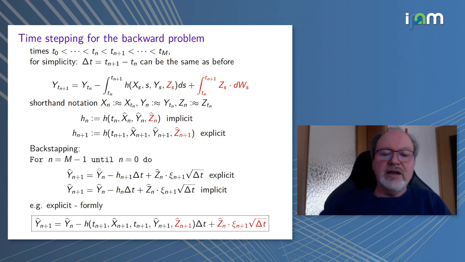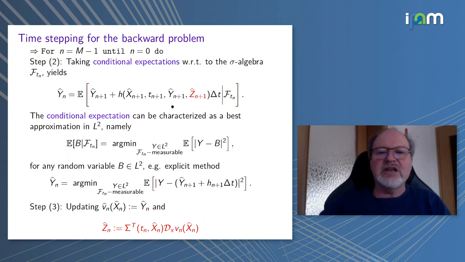But now the Y_n is adapted. So if we take the conditional expectation with respect to the sigma algebra F_n, if you project it, then the red term disappears. And we have this formula. Okay, and this Y_n is this conditional expectation. But this conditional expectation can be characterized by a minimization problem, namely minimizing the square loss in general. But the exact expectation cannot be computed. I will show a little bit later. But if we have solved this problem, so we are computing a function y_n, that is Y at t_n, then we can update the gradient, the red term Z_n.